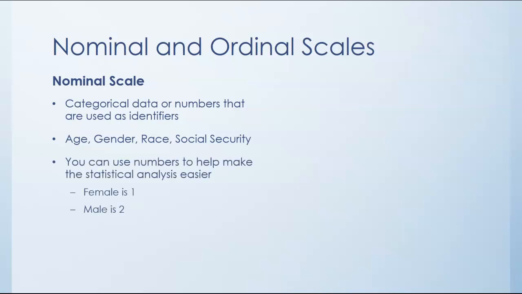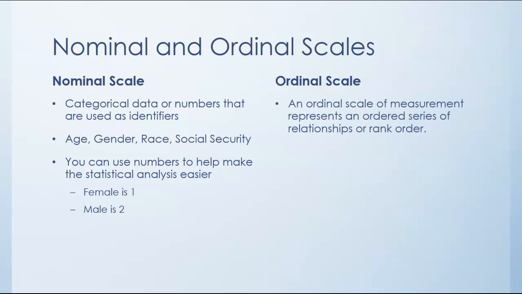Now, you can, however, use numbers to help make your statistical analysis easier. So for instance, if I want to look at gender, I might code everybody who is a female as the number 1 and everybody who is a male as the number 2. Things like that, which would make my data analysis much easier to do when we get to some of the more complex analysis methods.